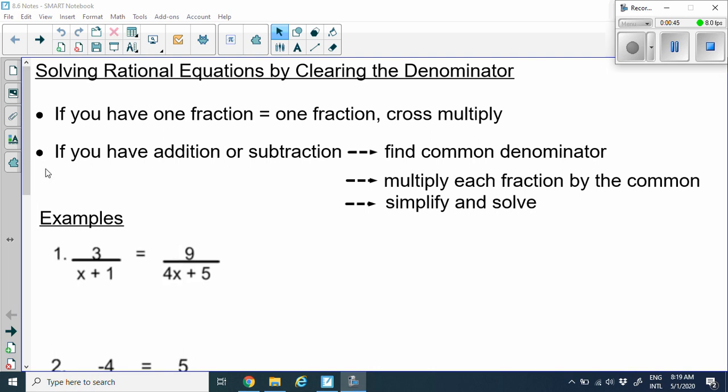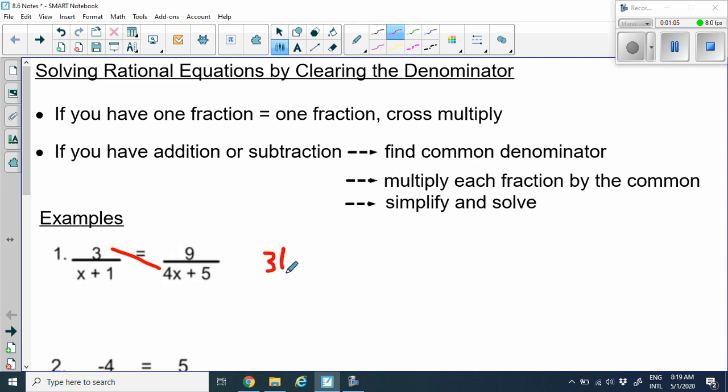So let's look at example 1. We have 3 over x plus 1 equals 9 over 4x plus 5. Since we have one fraction equals another fraction, this is where we're going to cross multiply. So I'm going to take my 3 and multiply it by the 4x plus 5. So I'm going to write it here. And then I'm going to do the same thing with my other side. So I'm going to have 9 times my x plus 1.